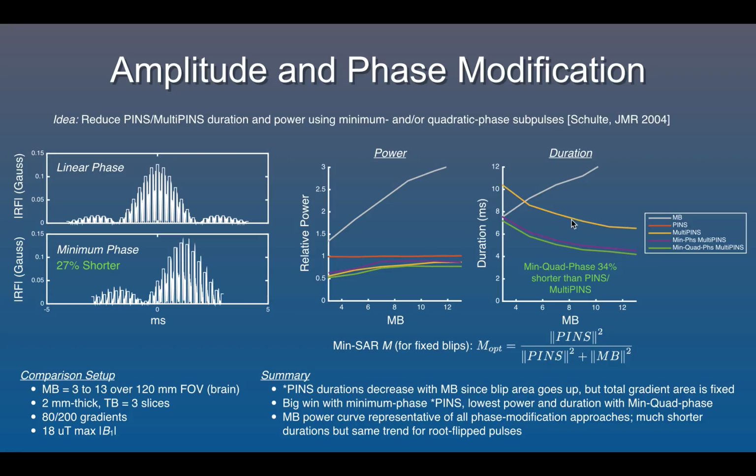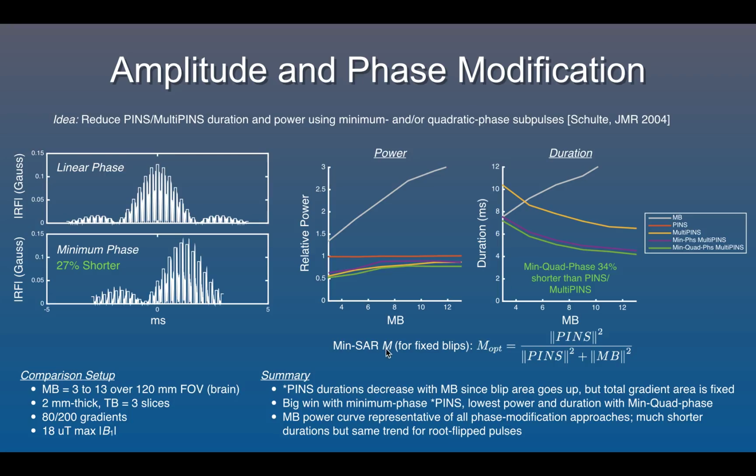Now what's cool here is that if we just switch to minimum phase pulses, we get a huge jump in pulse duration with only a small increase in total power. And then if we also add quadratic phase on top of that minimum phase pulse, to give us overall a minimum plus quadratic phase multi-PINS pulse, we can get even shorter pulses still and also get lower power than the conventional multi-PINS pulse.